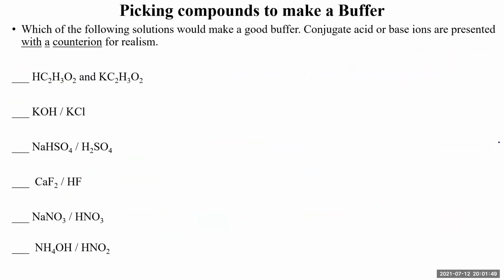Okay, so picking compounds to make a buffer. Let's just do a little concept check here. Remember, the definition of a buffer is something that maintains a constant pH, and to make a buffer, you need a weak acid and its conjugate base, or you need a weak base and its conjugate acid. Oftentimes, though, remember, you can't simply grab a solution full of conjugate acid or conjugate base, because those are often ions.